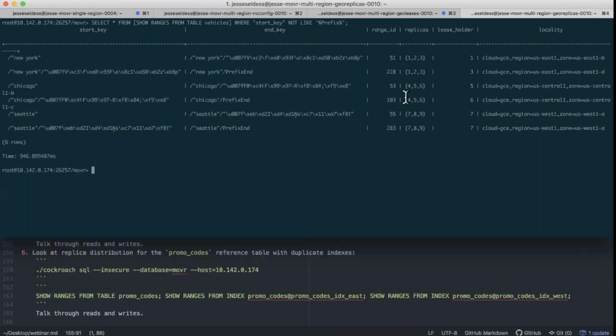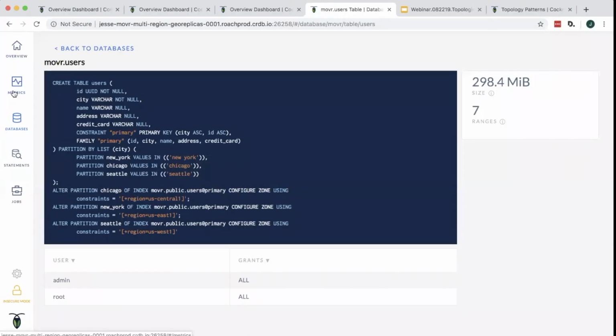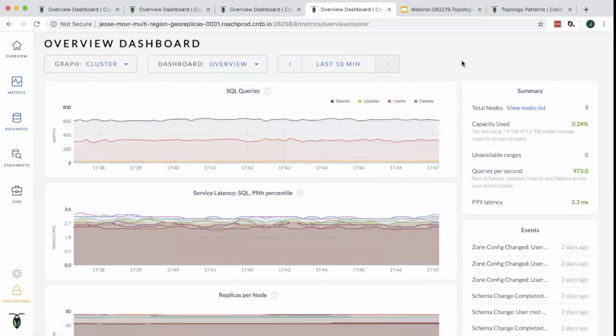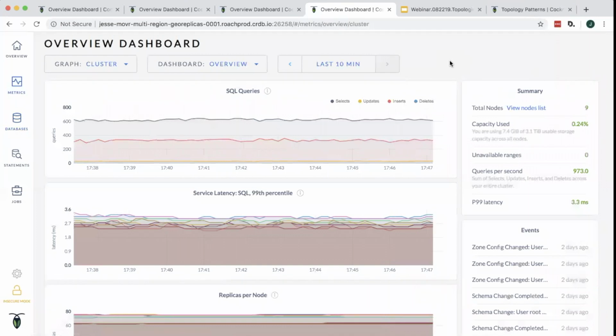So Chicago, all three replicas are in US Central. Seattle, all three replicas are in US West. And the promo codes table is the same as it was before, so I don't really need to demonstrate that. But essentially, things are very, very fast because read and write operations never have to leave the region. So the trade-off that you make here is that you have AZ level resiliency instead of region-wide resiliency.